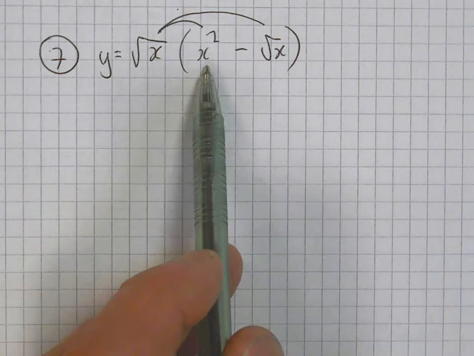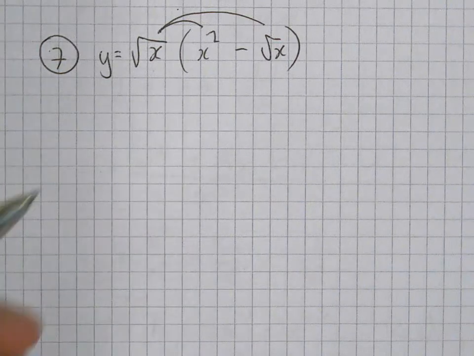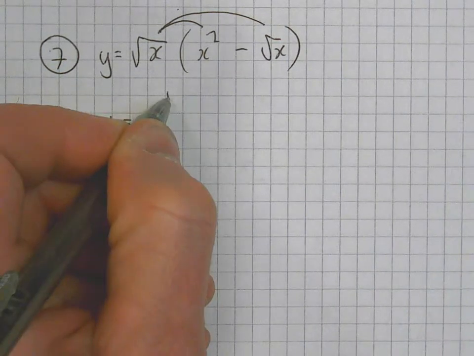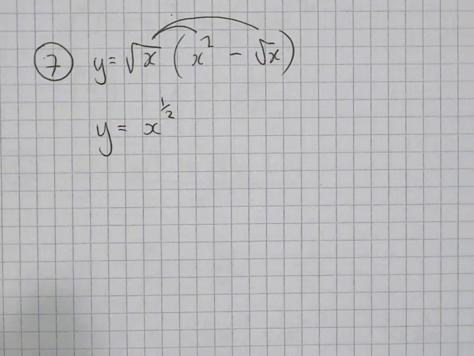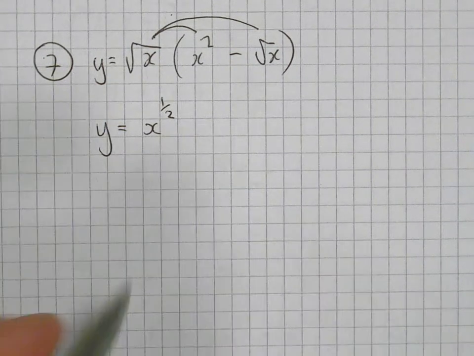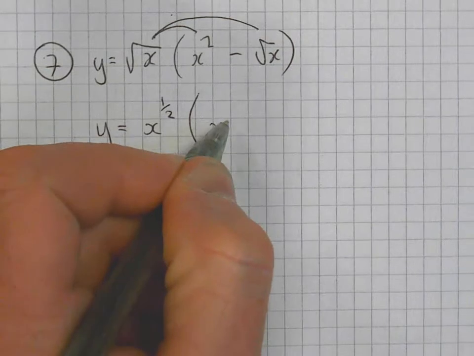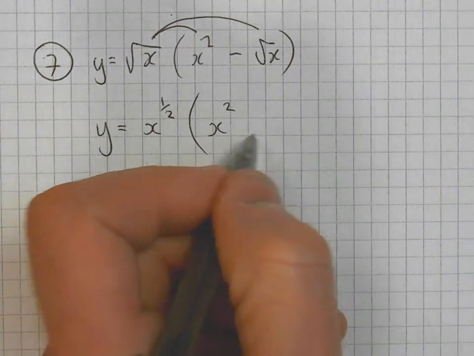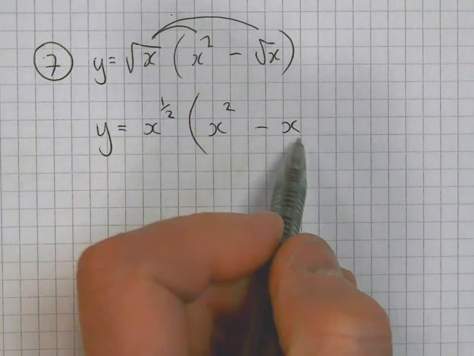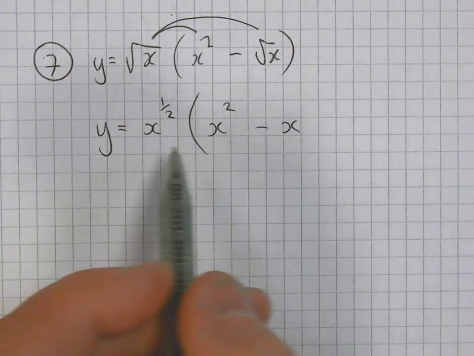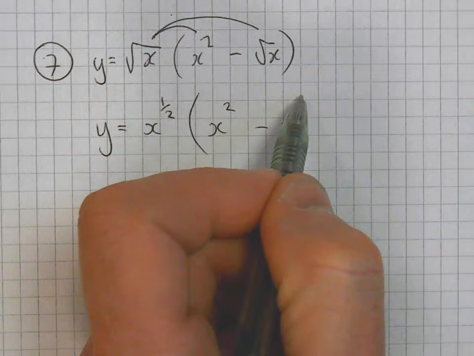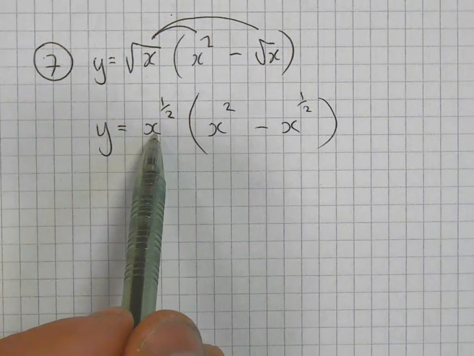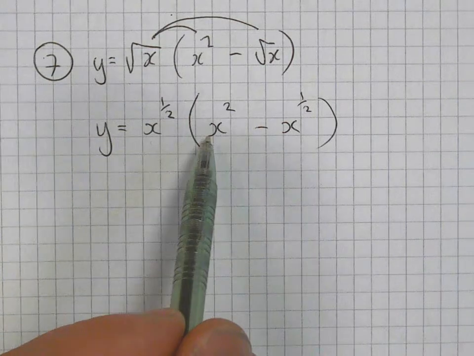But the hard bit is doing the root of x times x squared. So, to help you do this, it would be useful to change the root of x into an index, and it's got the power of a half there. This one here is x squared, and the last one, you could leave it, but because you're dealing with all the other ones that have got powers, you might as well change this one into a power as well.